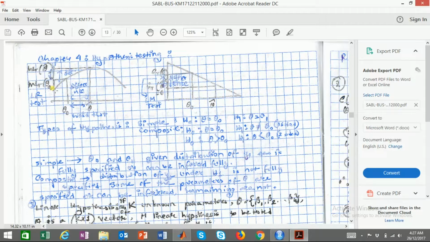and consider the hypothesis where the null is theta equals theta naught and the alternative is theta not equals theta naught. A natural test is based on comparison of the log likelihood function evaluated at the maximum likelihood estimator theta hat and at the null value theta naught.